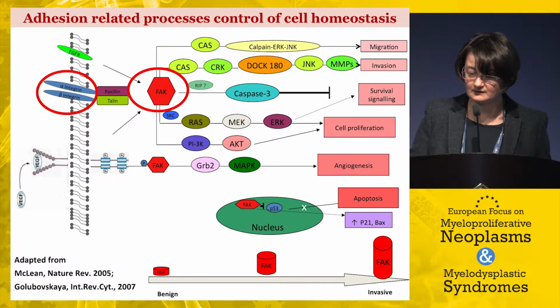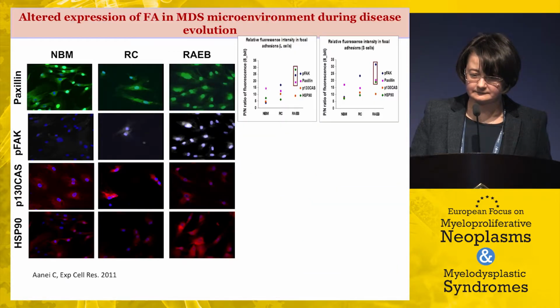We know that this molecule is correlated with the differentiation capacity of mesenchymal stromal cells, and also with interactions with endothelial cells and lymphocytes in bone marrow. And we have seen that in high-risk MDS, expression of FAK is upregulated, also its activation, and this was correlated with a high level of expression of paxillin and HSP90.